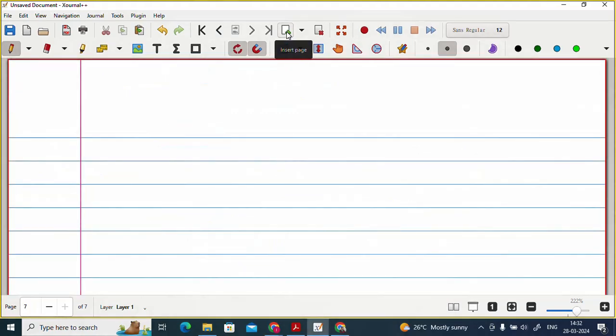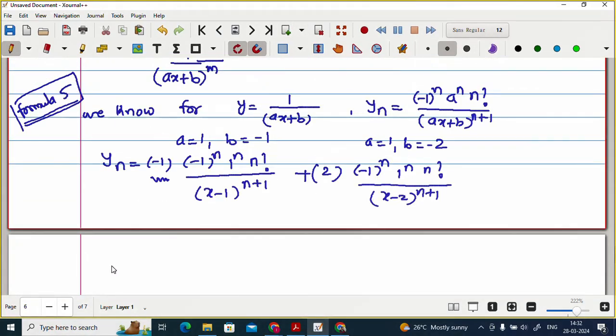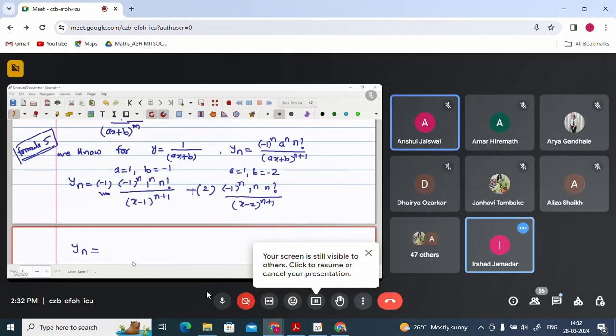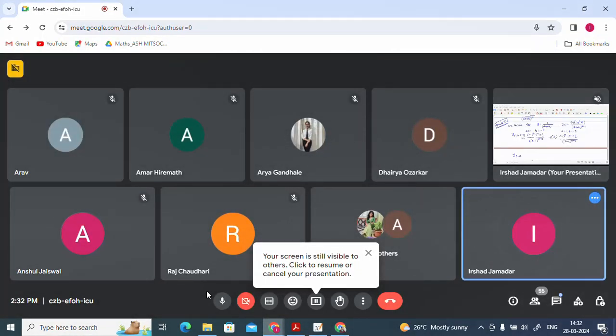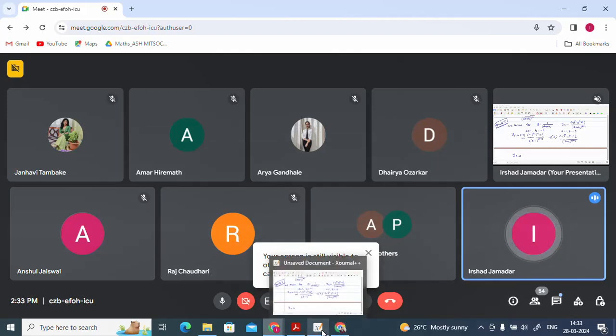Okay, is it clear? Okay, now that yn, what can you take common? What can you take common? Is the screen visible? Is the screen visible to everyone? Yes, sir. Okay.